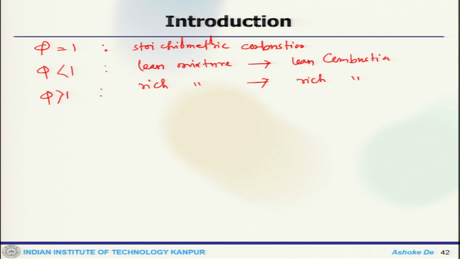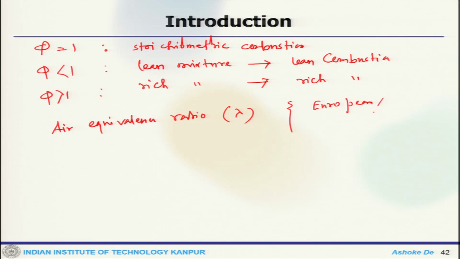Now, typically different countries use different conventions. The European convention, and to a certain extent the Japanese also, use the air equivalence ratio, which is called lambda. This is, in a nutshell, the European and Japanese convention.